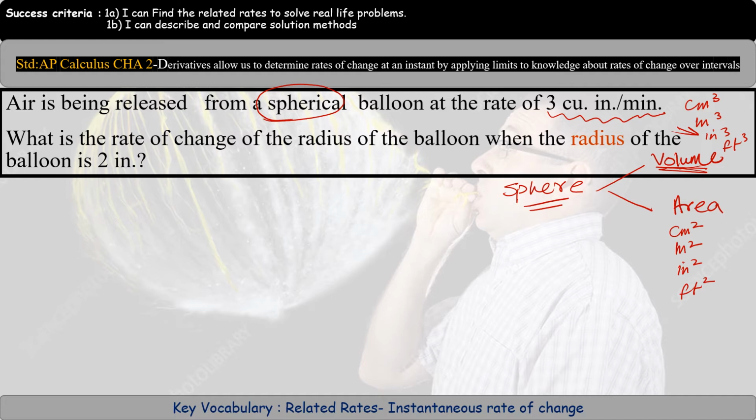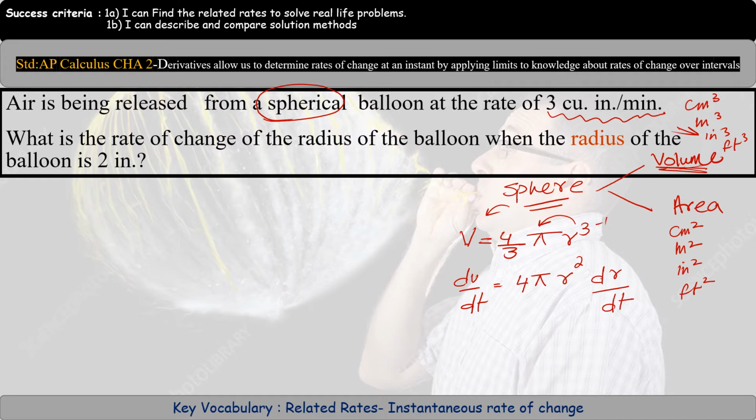They are asking you to write the formula of the volume of the sphere, which is equal to 4 by 3 pi r cube. Now, after doing this, take the derivative. So dV by dt equals 4 by 3 pi, which is a constant, multiplied with the power. Using the power rule, you will get 4 pi r. From the power you subtract 1, so square, and don't forget to write down dr by dt.